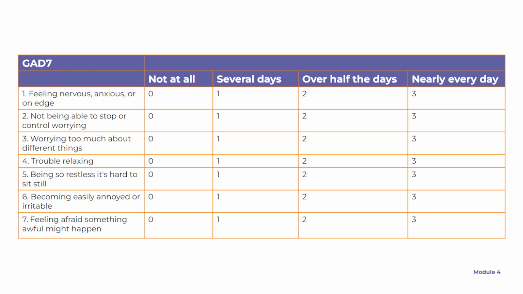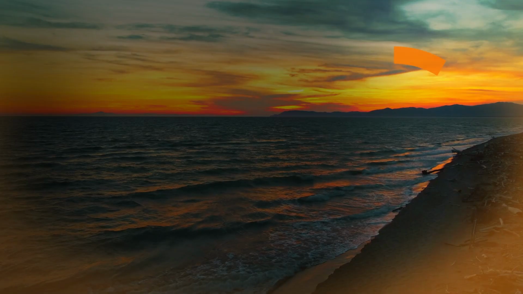Next, we need to take a look at the outcome of therapy for you. You may remember in session 3, I asked you to complete a measure of anxiety called the GAD-7. Have a look at your original score now and spend a minute just completing the questionnaire again.